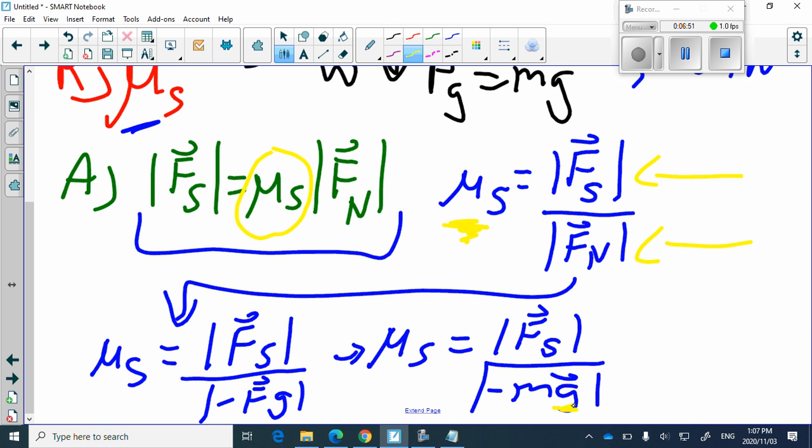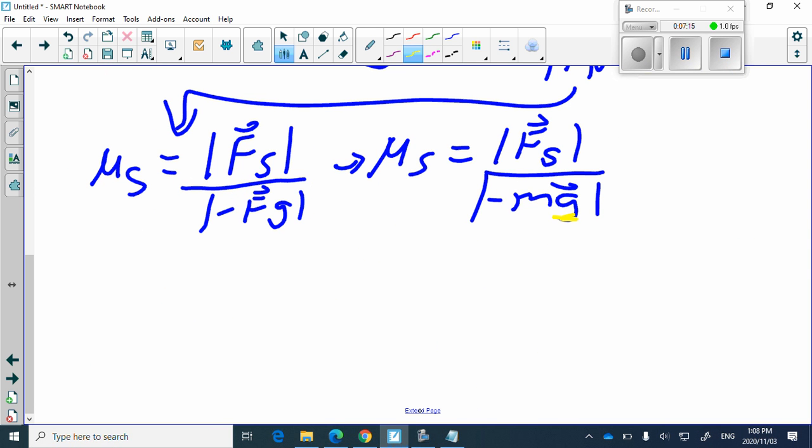Now we need to work on the numerator. So I need to think of an equation that has force of static friction in it. What equation would have force of static friction in it?